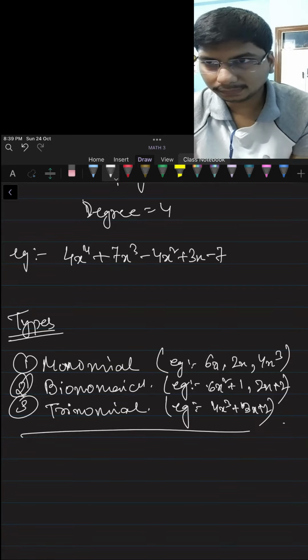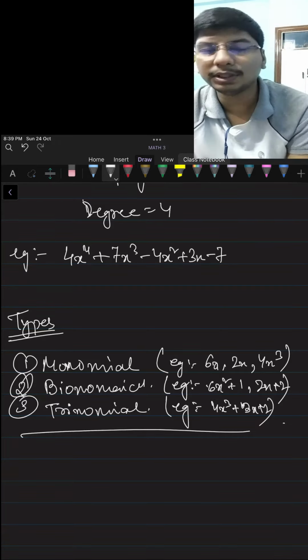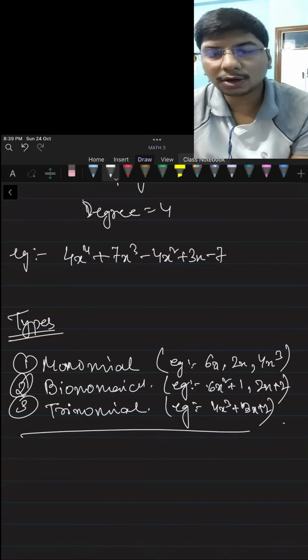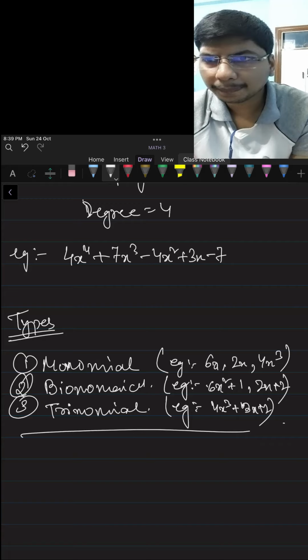Now the degree of a polynomial: you should also know that the degree of a polynomial is the highest degree of x. That is known as the degree of the polynomial.